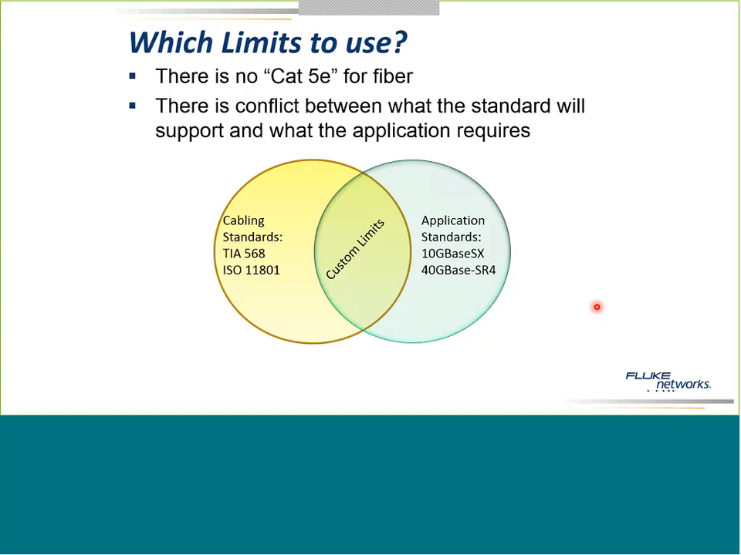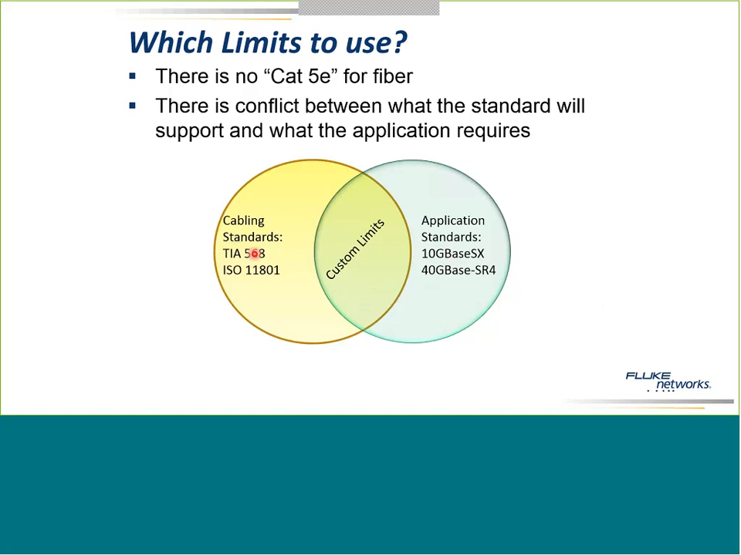Because 5E defines a pipe that's larger than the requirements for the application. A 5E pipe is big enough to fit 10 megabits, 100 megabits, gigabit fits in there. And knowing the size of that pipe, they even have put 2.5 and 5 gig inside that pipe. However, in the case of fiber, there's a conflict. Things that work for the TIA 568 standard don't work for the application standard.